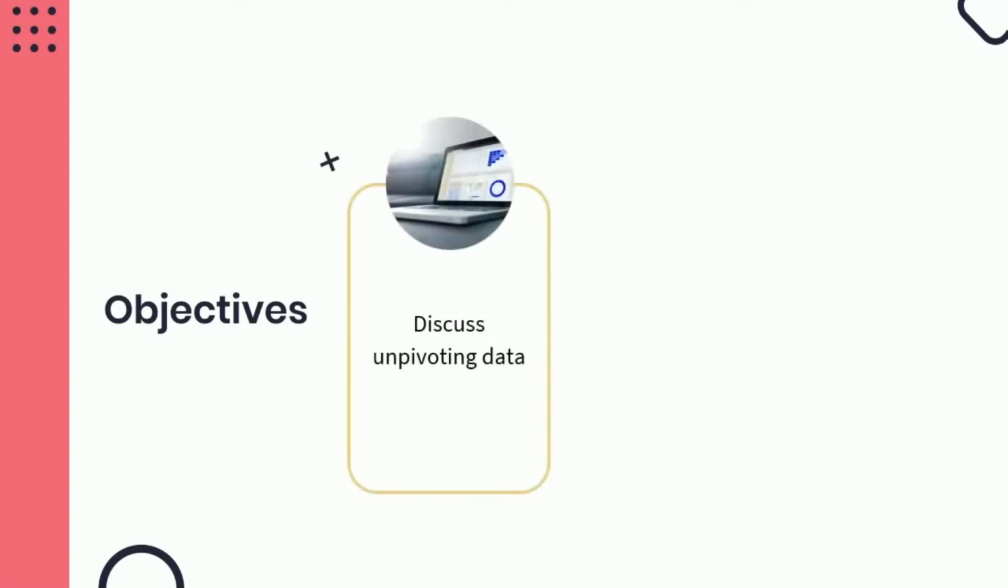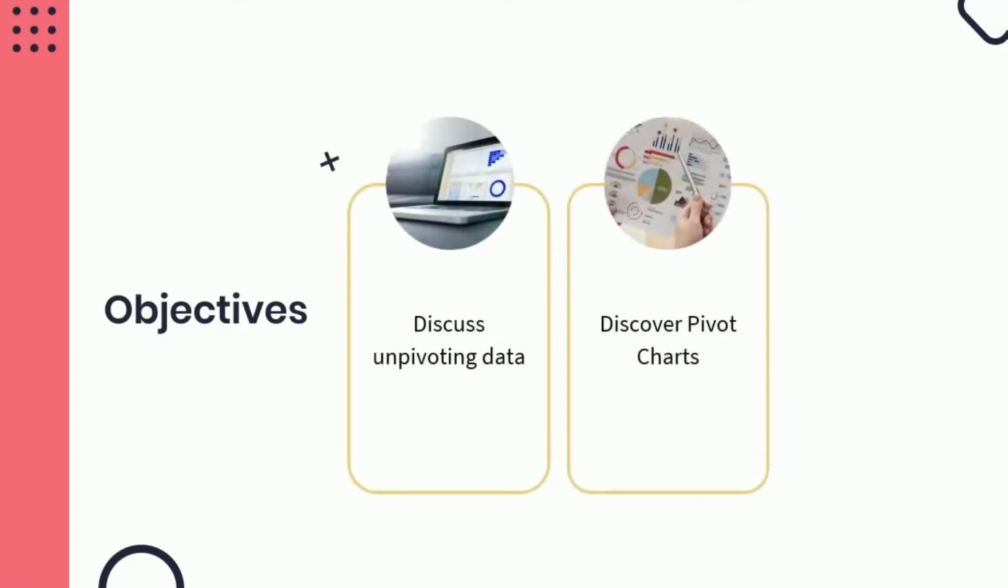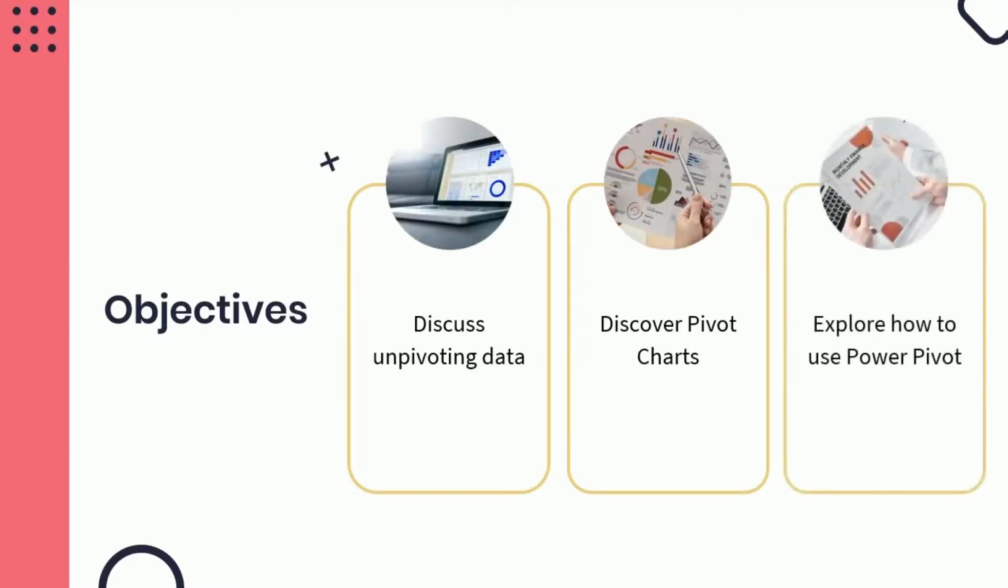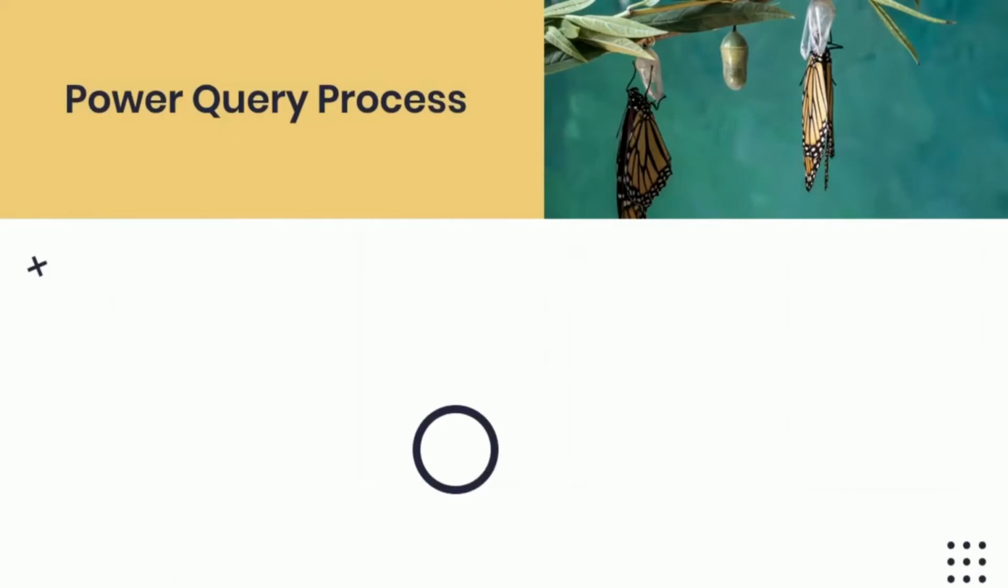by discussing unpivoting data, and then discover pivot charts. And last but not least, we will explore exactly how we can use Power Pivot. So the Power Query process has 4 different steps.